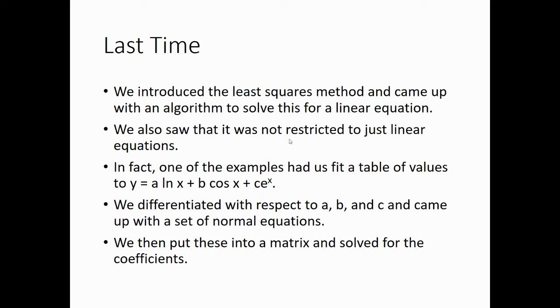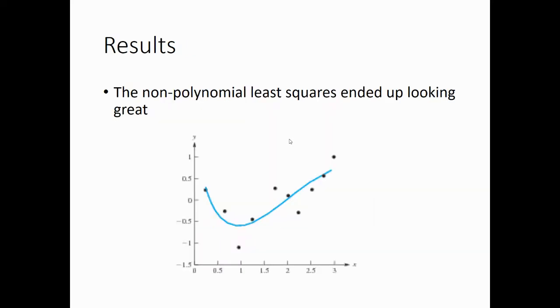In fact, one of the examples had us fit a table of values to y is equal to a times natural log of x plus b cosine x plus c times e raised to the x. We differentiated with respect to a, b, and c and came up with a set of normal equations. We then put these into a matrix and solved for the coefficients. So as a result, the non-polynomial least squares ended up looking pretty great.